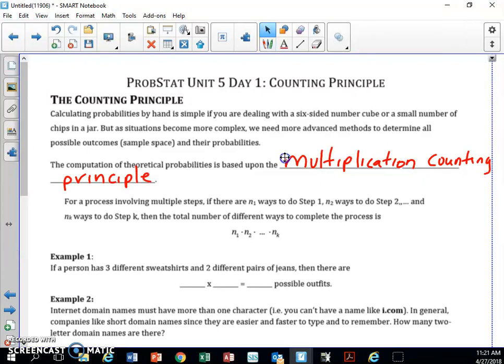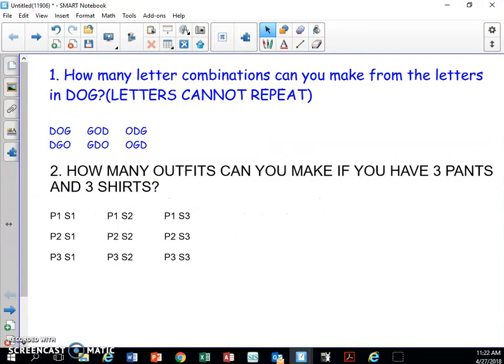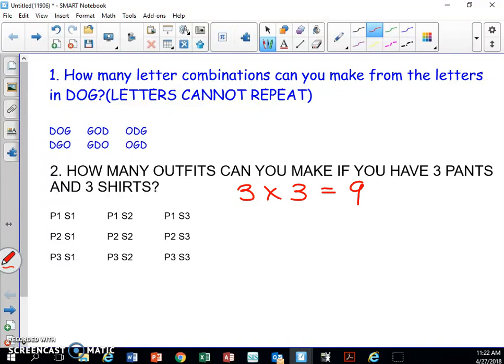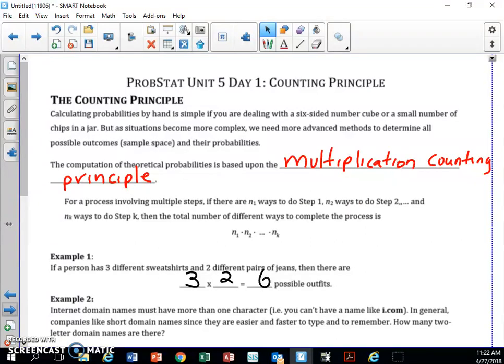Okay? So, for example, if I have 3 sweatshirts and 2 different pairs of jeans, then I should be able to make 6 outfits. That's 3 times 2, giving me 6 outfits. So if we look back at what we just did involving our pants and shirts here, 3 times 3 is going to give us our 9 outfits, and we wrote out combinations as follows. So hopefully that makes a little bit more sense.